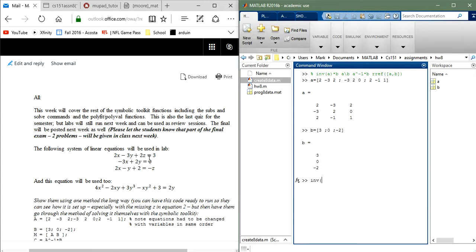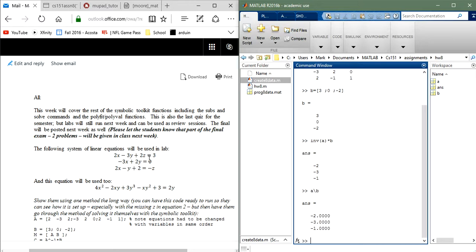And now we can say inverse of A times B, which is going to be the same thing as saying A backslash B, which is the same thing as saying A to the negative 1 times B, which is almost the same thing as saying reduced row echelon form of A comma B, except we have to extract the last column. So that was just reviewed from chapter 11.